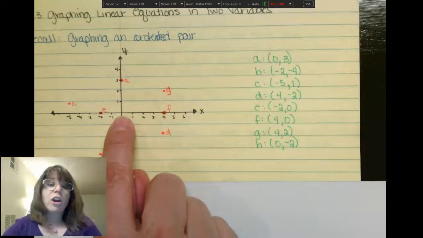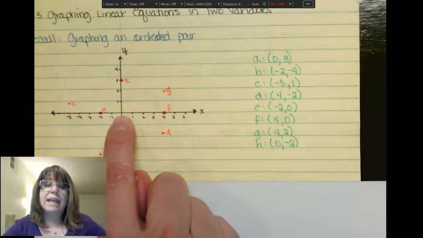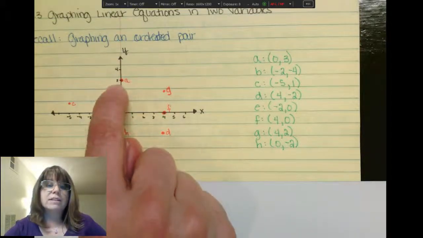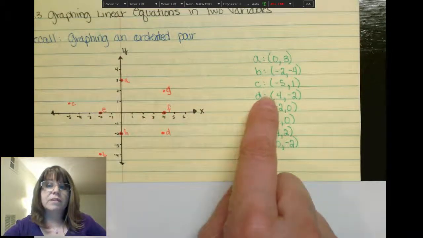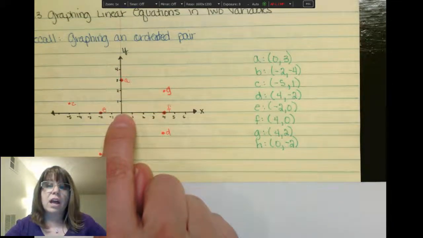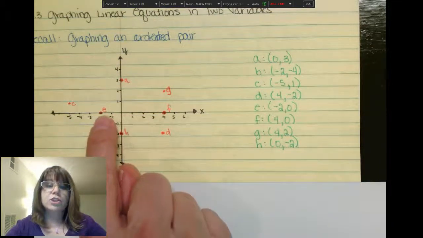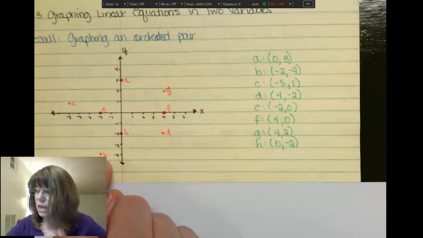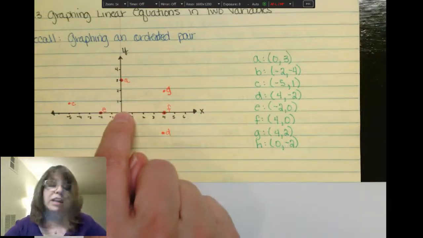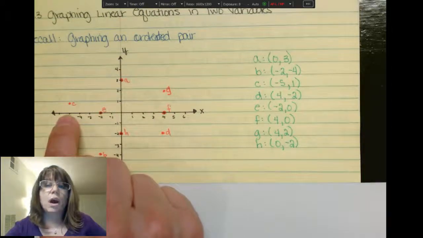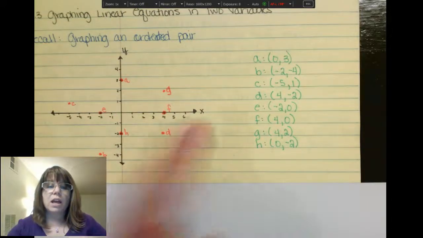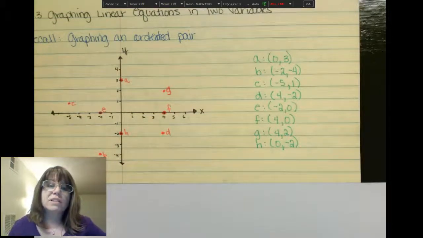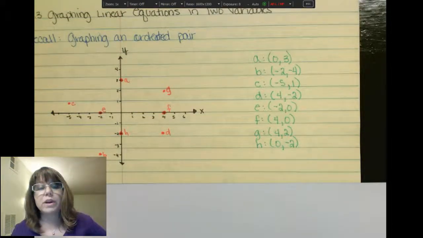You would start at the origin for, let's say, point A, and I go left and right none, but I go up 3. So my point A is at (0, 3). B is (-2, -4). Starting at the origin, I go to the left 2, and then down 4, and that's where I plot my point. C, I start at the origin, and I go to the left 5, and I go up 1. And then I'll let you just pause the video and look at every single one of these points and see where it's plotted and get used to where everything is plotted.